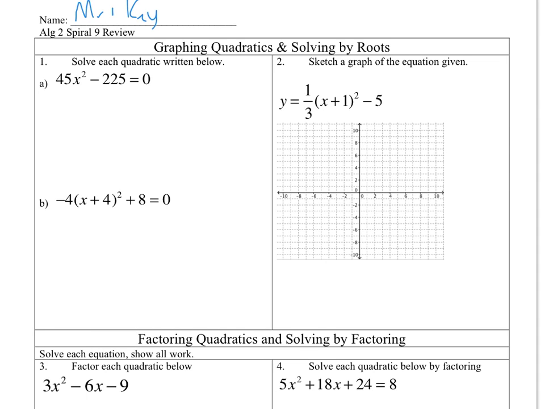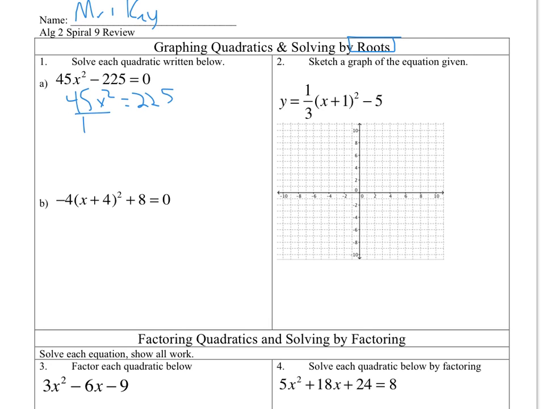So let's see what we can do here. This section says graphing quadratics and solving by roots. So it says solve each quadratic written below. It's under the section solving by roots. So let's think which method we're going to use. I wonder. Well, since we don't have a B term, we're obviously going to be solving by roots. So I add 225 to both sides.